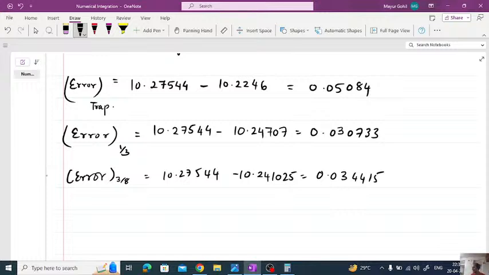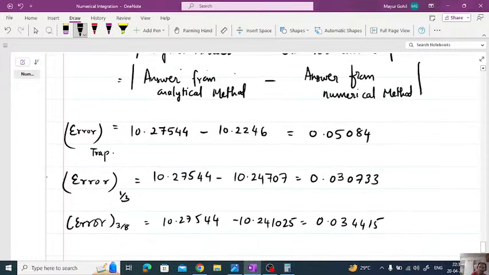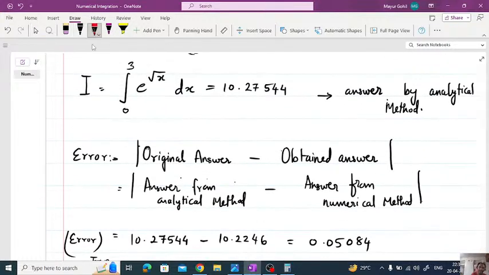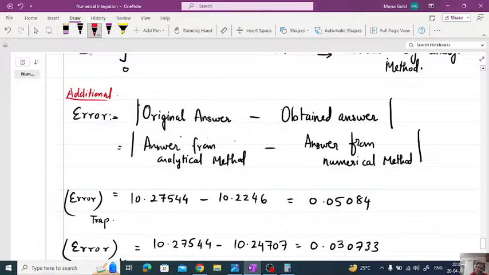See, there are different types of error. This is additional, and they have stopped asking about it. They just ask what the original answer is and to check the error. So the error formula is original answer minus the obtained answer. Some people put mod, some people do not. I prefer not to put mod generally.